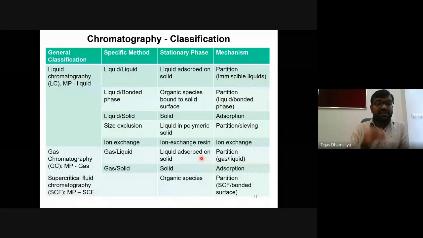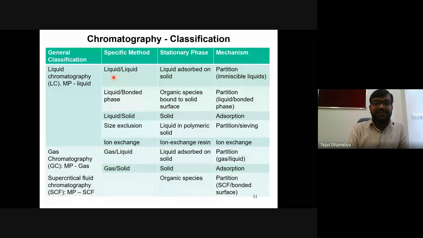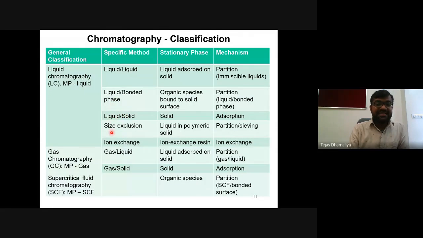Chromatographic classification is a part where some general classification is there, where the specific method, stationary phase, and mechanism are also highlighted for different types of chromatographic techniques. So liquid chromatographic techniques, as shown over here: liquid chromatography, liquid and bonded phase chromatography, liquid-solid, size exclusion, and ion exchange chromatographic techniques are given. What can be their stationary phase, and what can be their different types of mechanism, that is also shown over here.